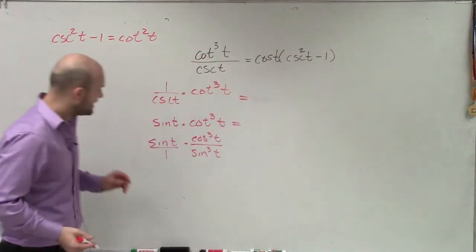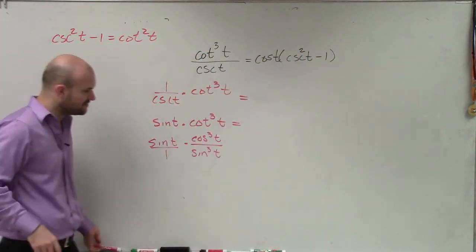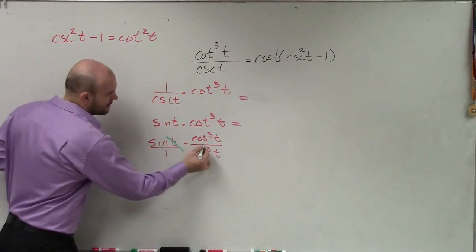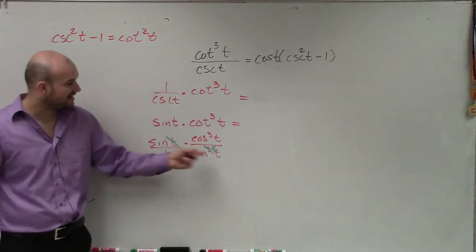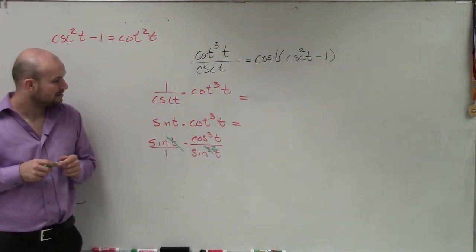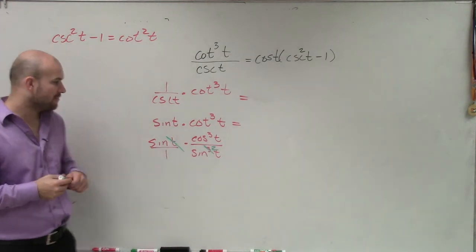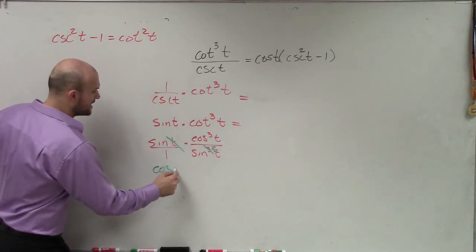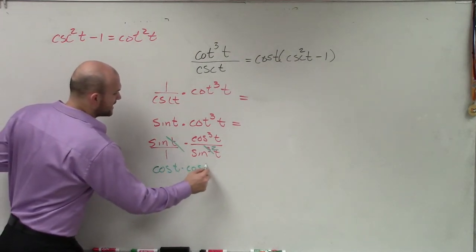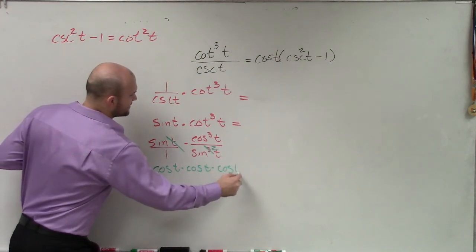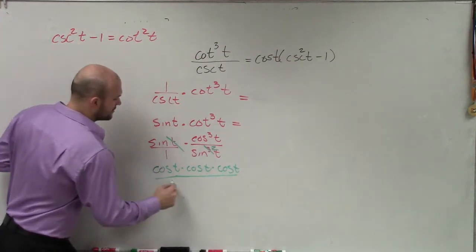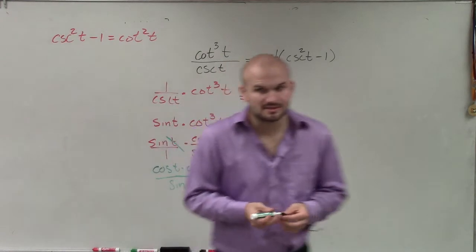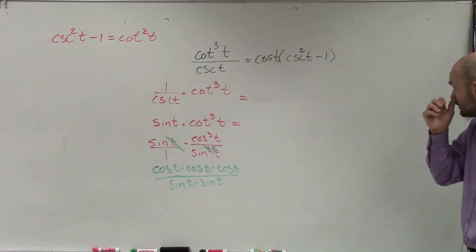So now, by looking at that, you can see that I can actually use my division property here. And now I can say, all right, I can divide out a sine, right? So if you were to write this out, I have cosine cubed, which is cosine of t times cosine of t times cosine of t, divided by sine of t times sine of t. I'm breaking them out so you can see.